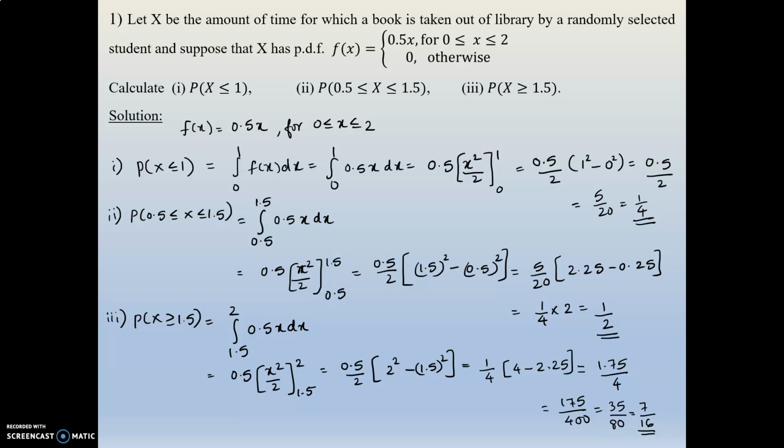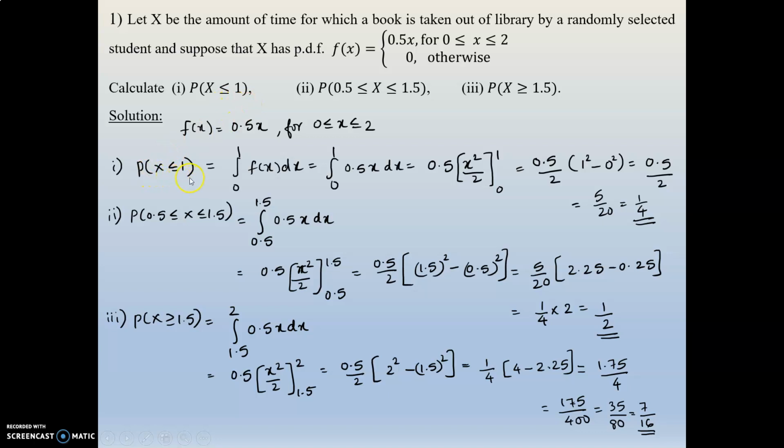The first question: let x be the amount of time for which a book is taken out of library by a randomly selected student, and suppose that x has PDF f(x) = 0.5x for 0 ≤ x ≤ 2 and 0 otherwise. Calculate the probability of x ≤ 1. Here the given function is f(x) = 0.5x for 0 ≤ x ≤ 2. We have to find the probability of x ≤ 1.